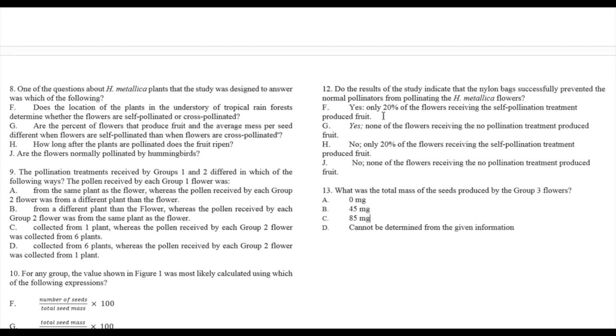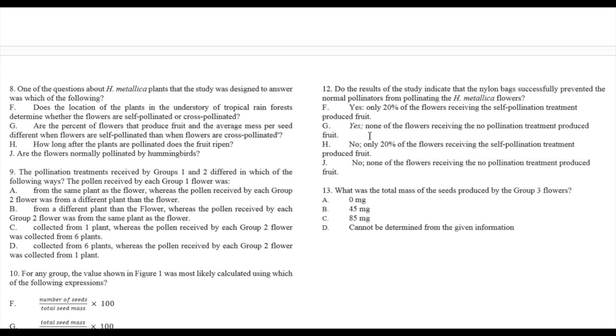Option F says yes, only 20% of the flowers receiving the self-pollination treatment produce fruit. Okay, so if you have a bag over the flower but you still have self-pollinators, the flower itself, then having the bag doesn't really affect it because it can always self-pollinate itself within a closed system. So that doesn't make much sense there for F.